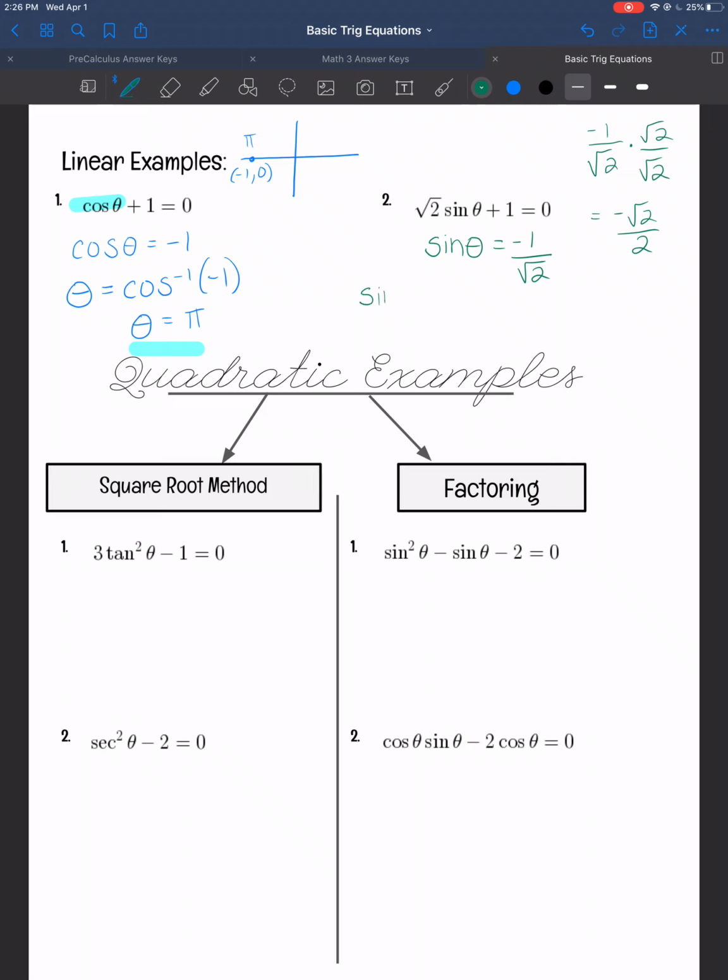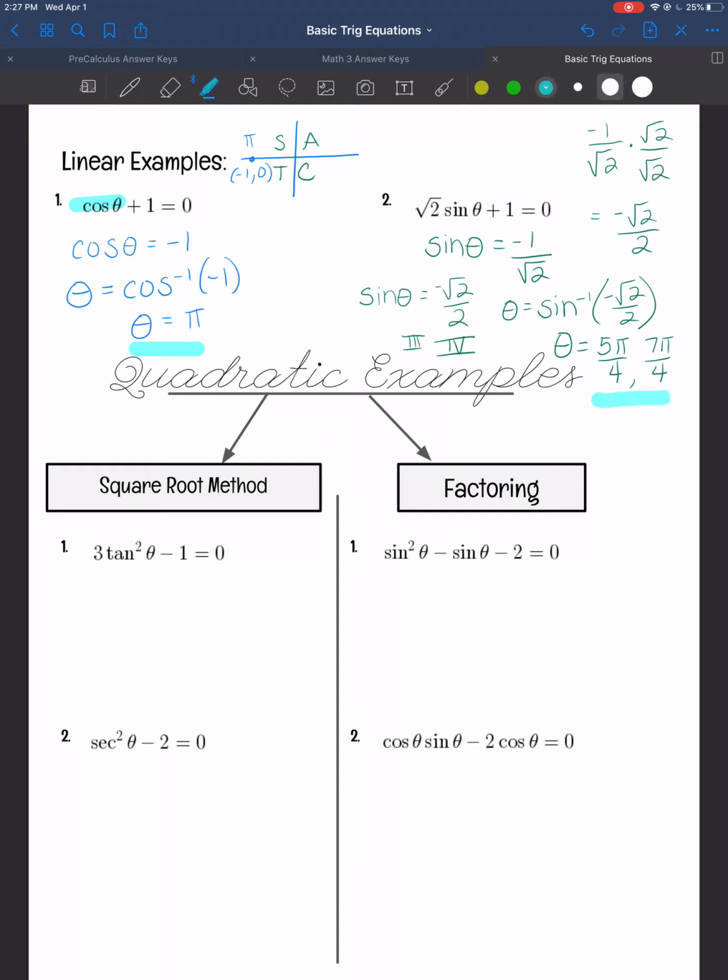So where does sine theta equal negative root 2 over 2? That's saying the angle whose sine is negative root 2 over 2. Now sine, and I'm just going to rewrite my ASTC over here, sine is negative in the third and the fourth quadrant. So that's where the two answers need to come from. The reference angle is pi over 4. So the third quadrant angle for pi over 4 is 5 pi over 4. And the fourth quadrant angle for pi over 4 is 7 pi over 4. So that's my two solutions.